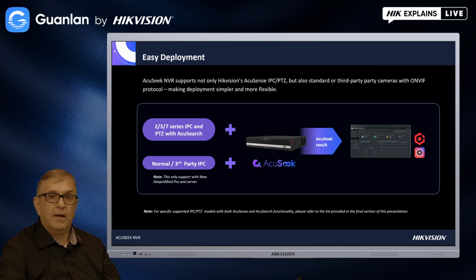The use of Hikvision standard IP or third-party IP cameras with the ONVIF protocol will only be available for the DeepInMind Pro NVR and the Fusion server that will be released in Q4. And again, just to confirm, this will be region dependent, and please refer to your regional product team for information.